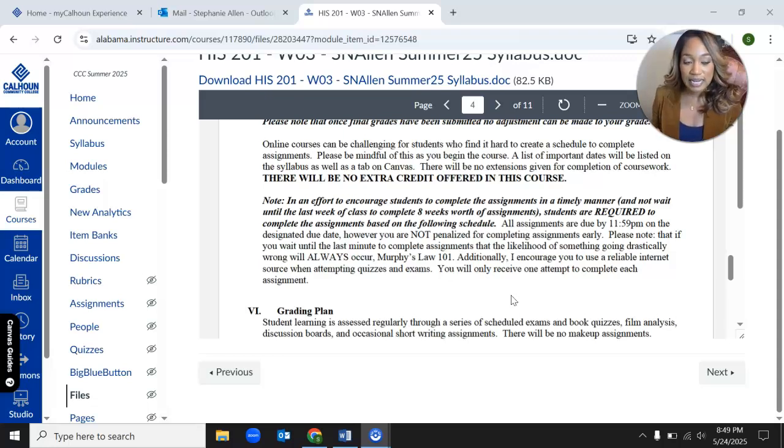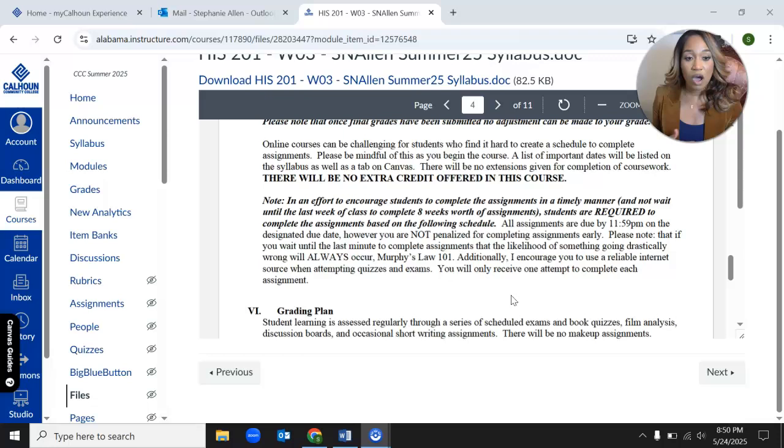Typically, I build in a cushion for you just in case you have a bad day and you miss a couple of assignments or you miss a discussion board. I try to build in a cushion so your grade isn't adversely affected.